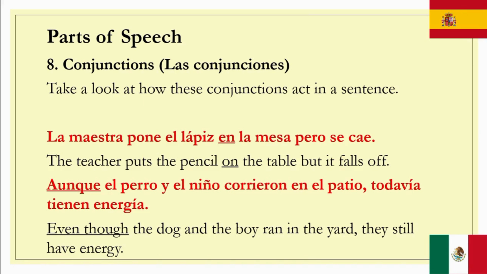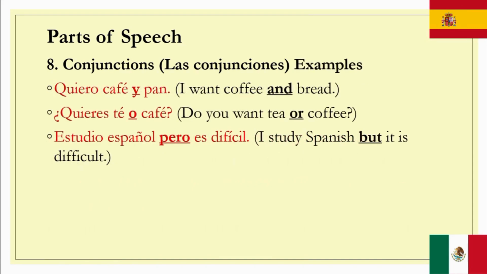Another example: even though the dog and the boy run in the yard, they still have energy. So even though, that's aunque in Español, is the conjunction being used here. Aunque el perro y el niño corrieron en el patio, todavía tienen energía. Aunque el perro y el niño corrieron en el patio, todavía tienen energía. Okay, so that's the conjunctions.